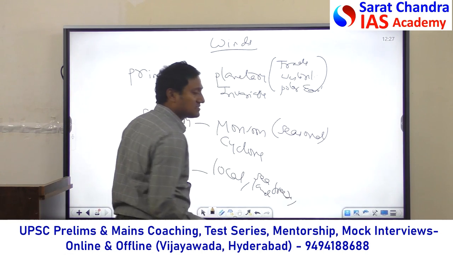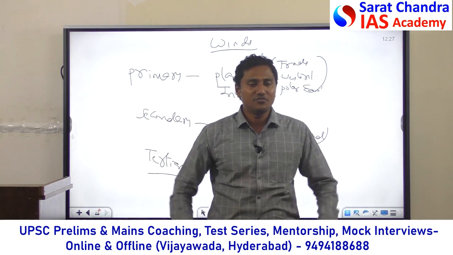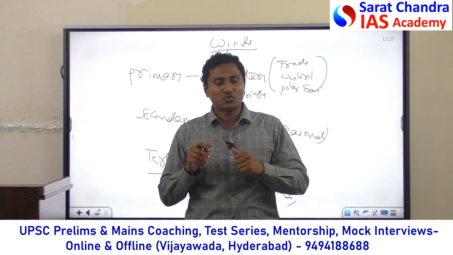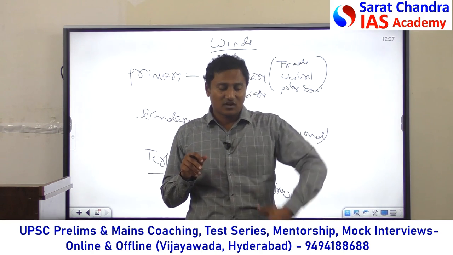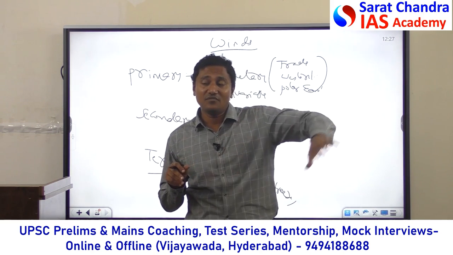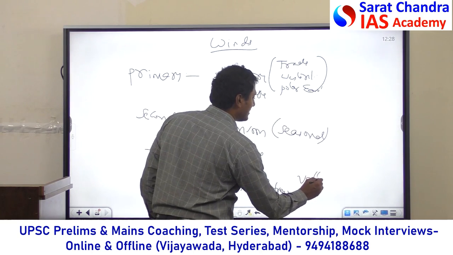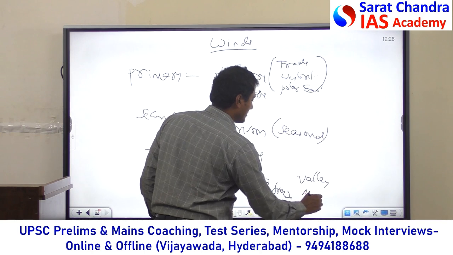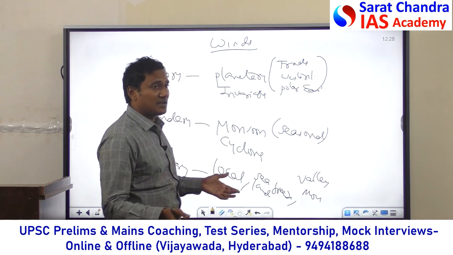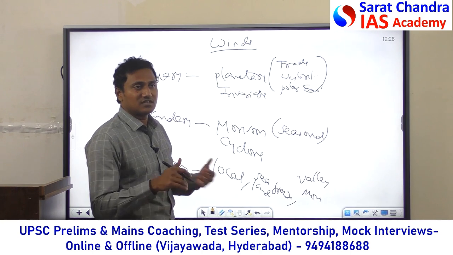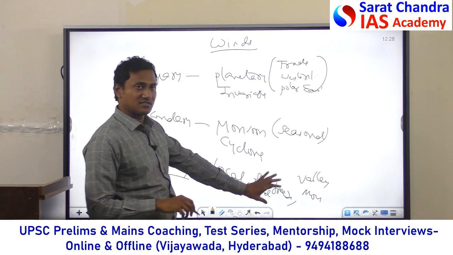Sea breeze, land breeze, mountain breeze, valley breeze. If you are standing on a mountain, in the daytime you find winds going in one direction, and in nighttime, winds in the other direction. So they're called valley breeze and mountain breeze. Local winds means, for example, Sirocco, Harmattan, Blizzard. We'll discuss all those winds. So these are tertiary winds.